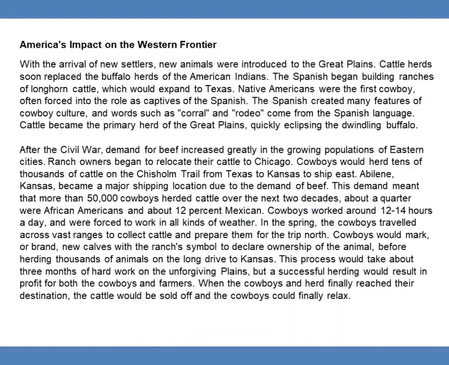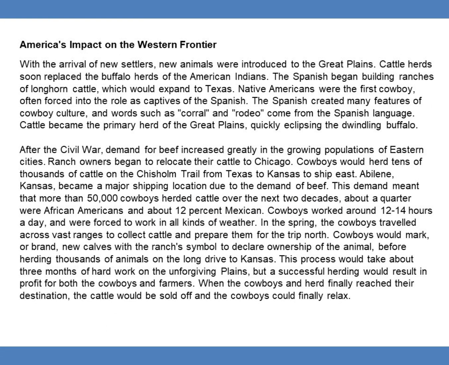America's impact on the Western frontier. With the arrival of new settlers, new animals were introduced to the Great Plains. Cattle herds soon replaced the buffalo herds of the American Indians. The Spanish began building ranches of longhorn cattle, which would expand to Texas.